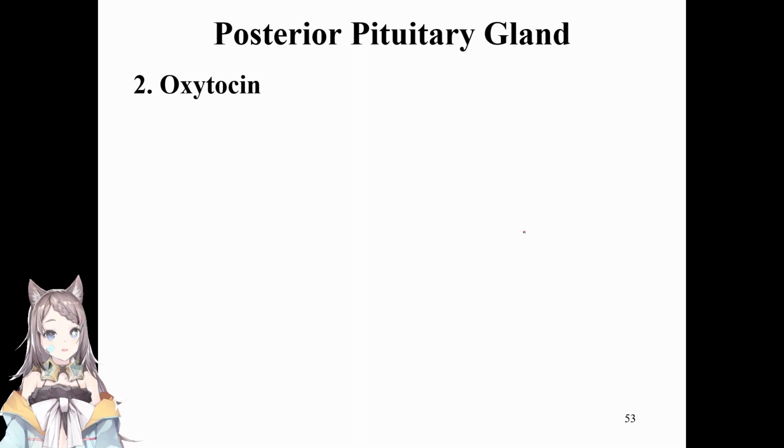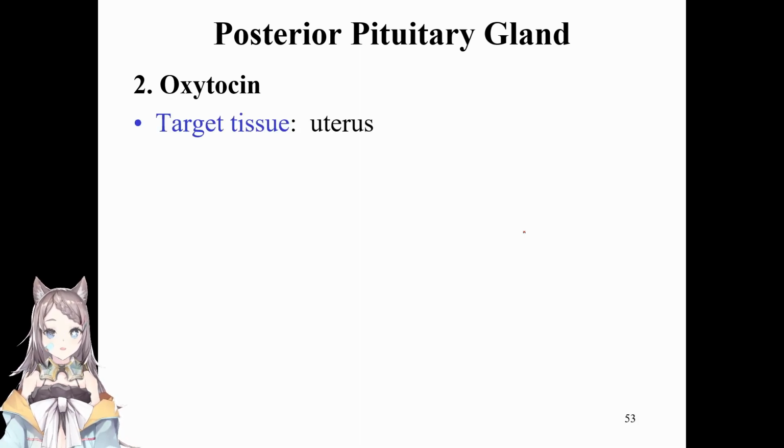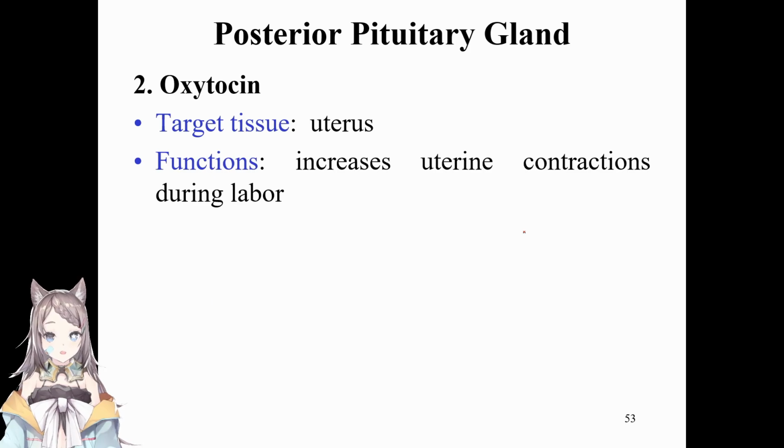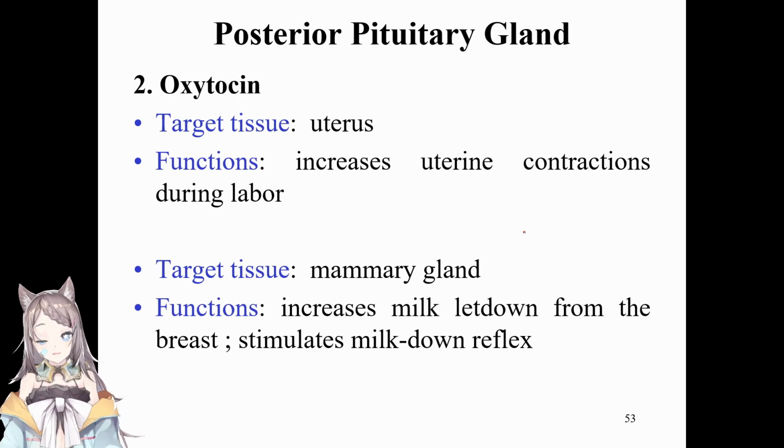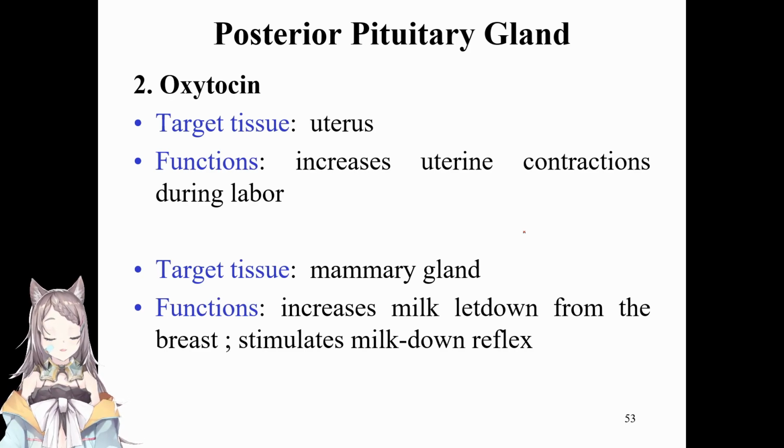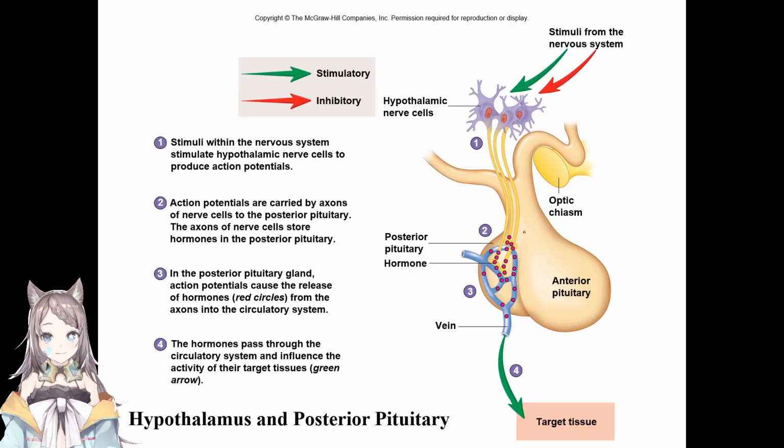Next, you have your oxytocin. The target is your uterus. It increases uterine contractions during labor. It also targets your mammary gland and it increases milk letdown from the breasts. It stimulates the milk letdown reflex. Okay, so the action is similar to your anterior pituitary.